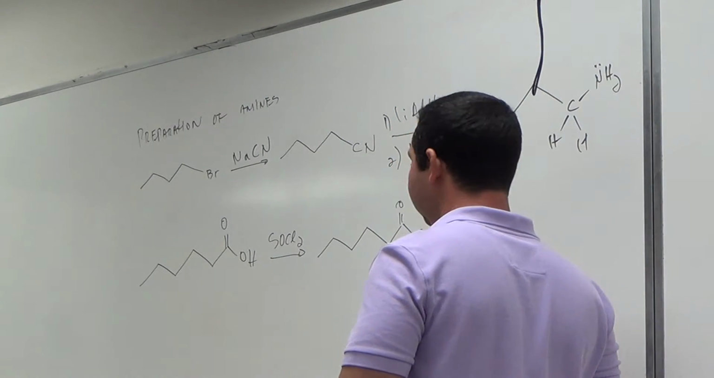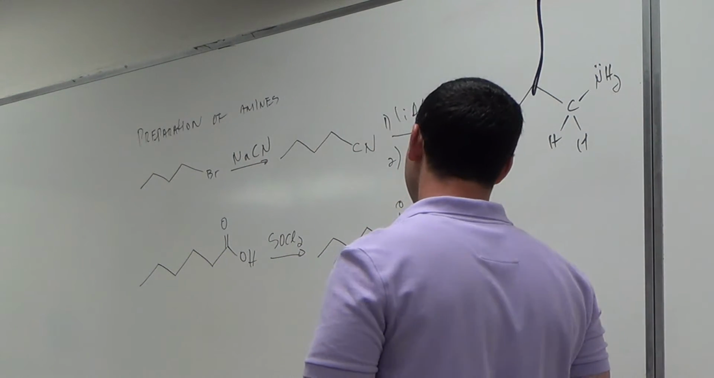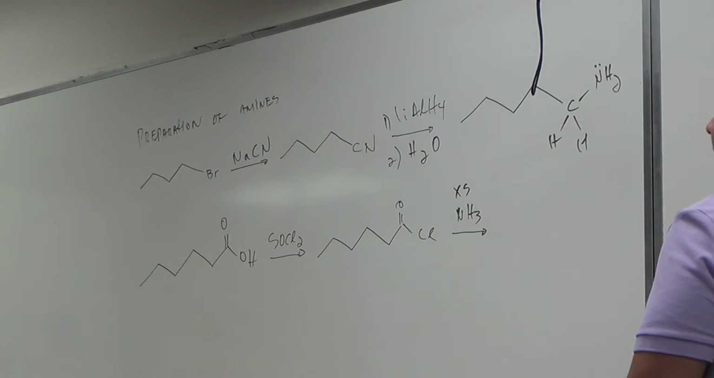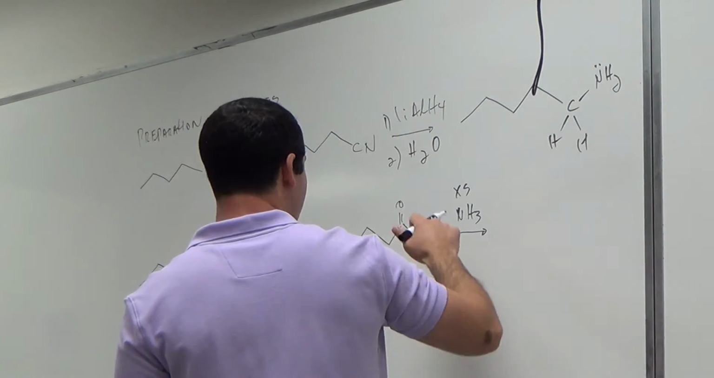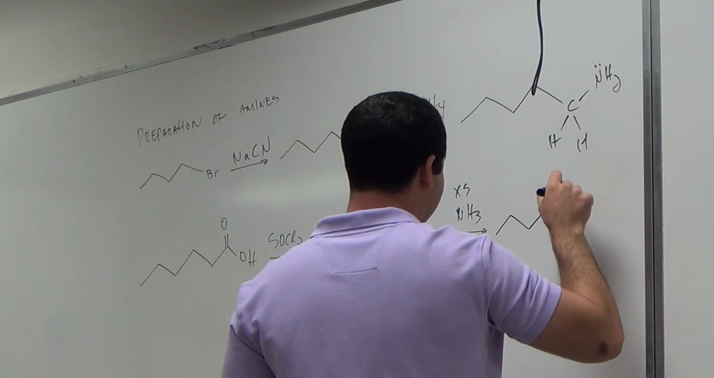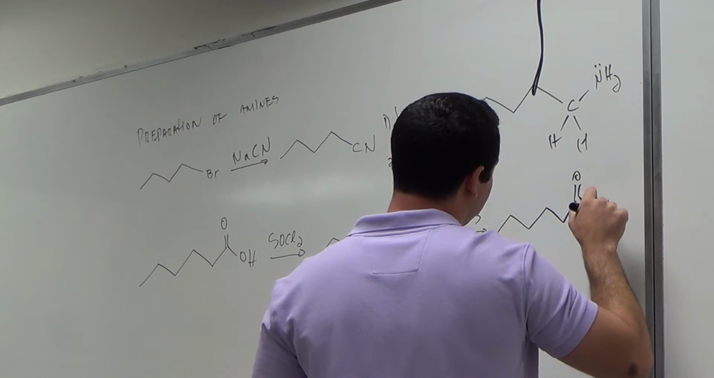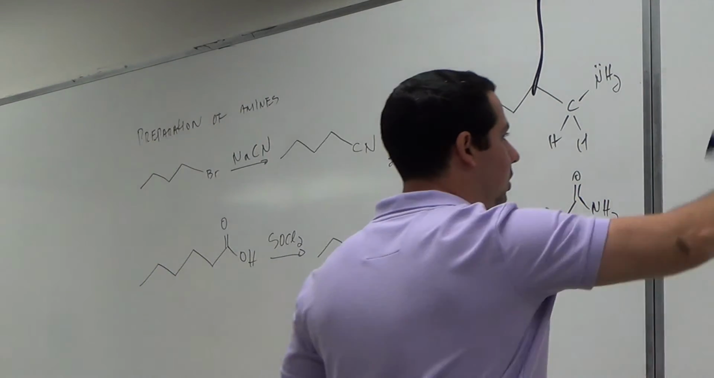We do it in excess because we need some type of base to get this HCl out, yes? Right. And so, excess of that, and it will give us the amide.